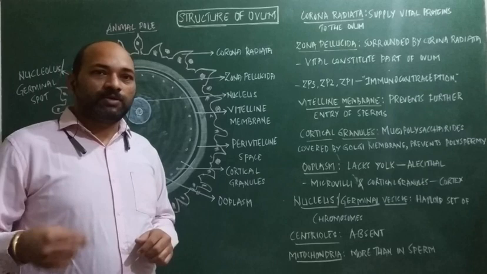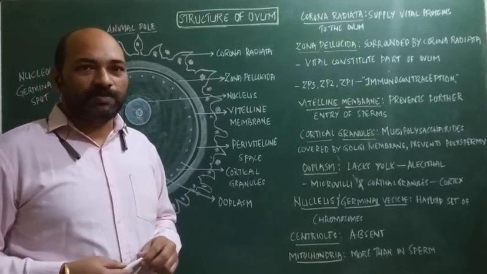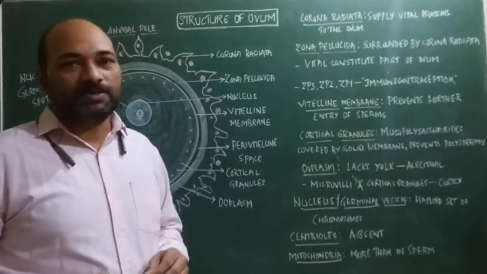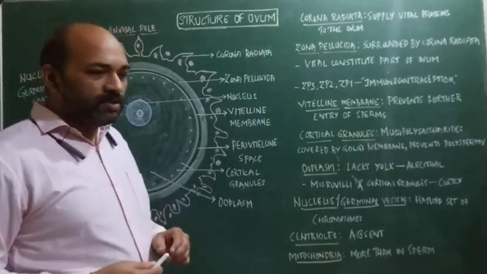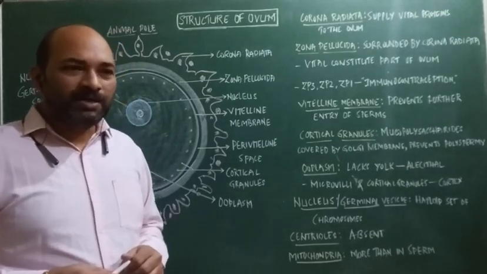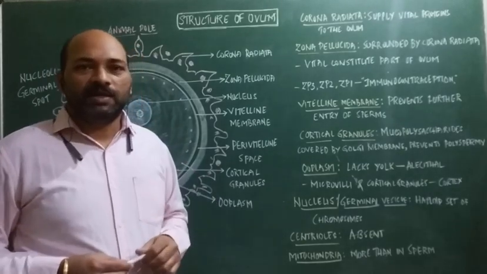It is all about the structure of ova. Ovum is also the egg cell which is present in the female reproductive system, and can also be called a female gamete. This ova or egg cell is formed by the mitotic divisions of the germinal epithelial cells.